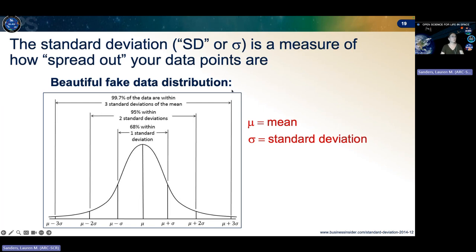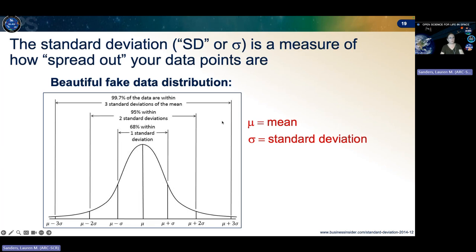So if we take a look at this beautiful fake data distribution, we can see why standard deviation is so useful. So here, mu in the middle stands for the mean, Greek letter little mu, and Greek letter little sigma stands for the standard deviation. So here is the mean. On either side of it, we see 1 standard deviation away from the mean on either side. We could say, okay, 68% of this fake data set is within 1 standard deviation away from the mean. 95% is within 2 standard deviations, and then 99.7% of the data is within 3 standard deviations of the mean.